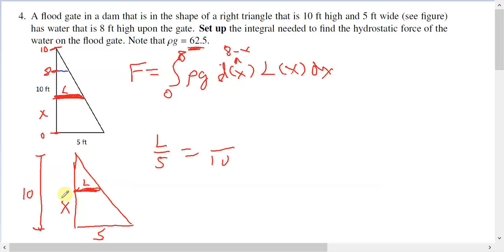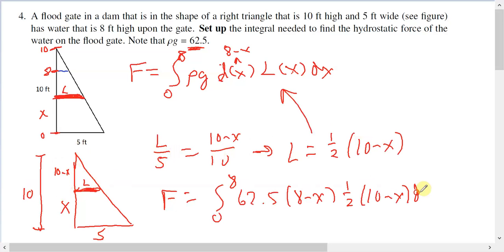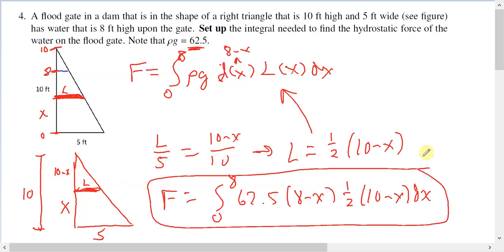And that side, well, since this is x to here, this would be 10 minus x to there, because it would be 10 all the way to the top. So that gives me that L is equal to 5 times that, and then the 5 will cancel out, so I get 1/2 (10 minus x). And I'll put that there. So I get that the force is equal to the integral from 0 to 8 of 62.5 times (8 minus x) times 1/2 (10 minus x). And that's all I was asked to do, is set it up.